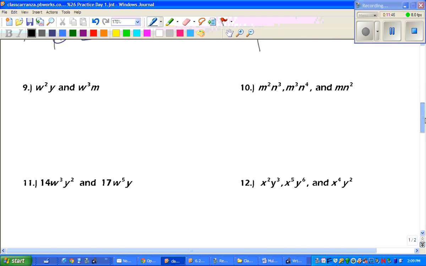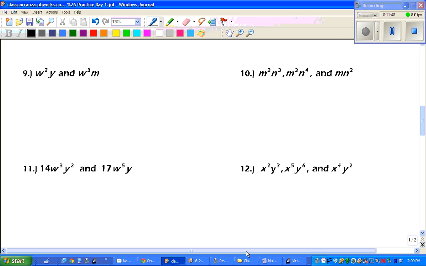Okay, last two. Oh, we got a couple more. I'm sorry. I'm lying. Looking at 9, all we have to do is find the lowest number that they both have in common. Okay? They both have a y, and the lowest one is the y squared. Now I see a w here, or y there, but there's no y here. And I've got an m, but there's no m there, so those are not counted. The GCF is just going to be the w squared.